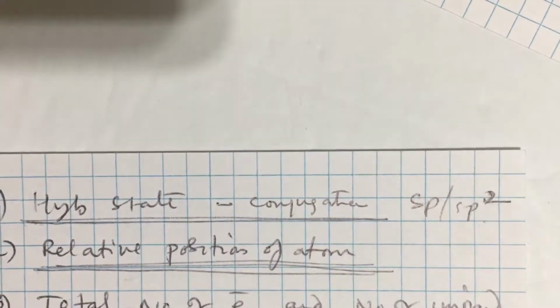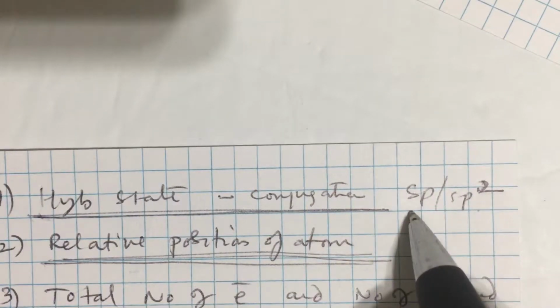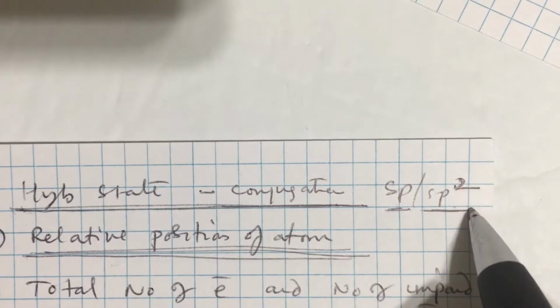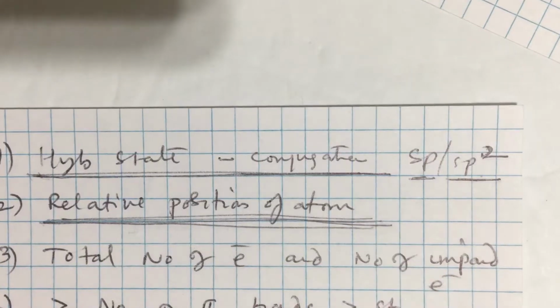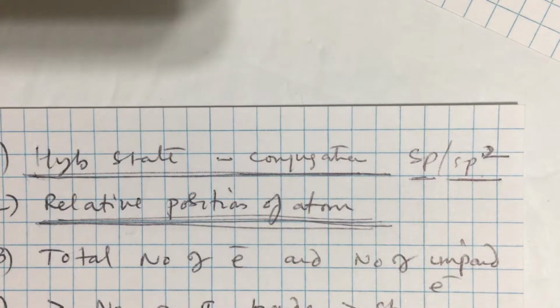Now we will see what are the conditions for resonance to occur. First of all, the hybridized state of second period elements must be either sp or sp2 and they should be in conjugation. Okay. Now while writing the resonance canonical forms, you can't change the relative position of atoms.